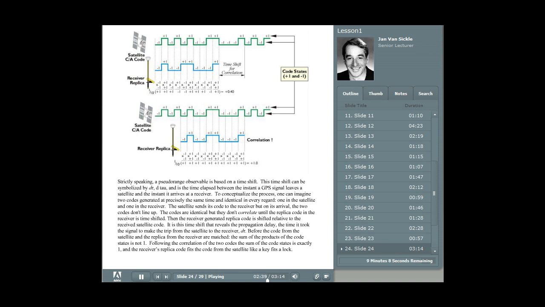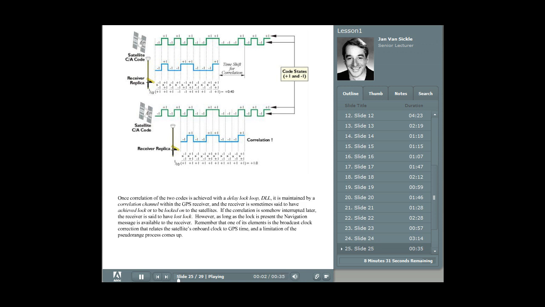As it says here, to conceptualize the process, one can imagine two codes generated precisely at the same time, identical in every regard, one in the satellite and one in the receiver. The satellite sends its code to the receiver, and on its arrival, the two codes don't line up. They're not correlated. The receiver then generates that replica code, and it shifts it until it fits into the received code. The time it took the signal to make the trip to the receiver is that amount of shift. And therefore, this is the solution. Now, if this was the whole story, we'd be done. And of course, it isn't the whole story.